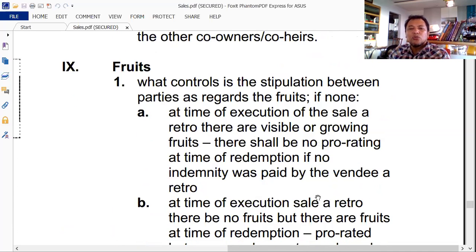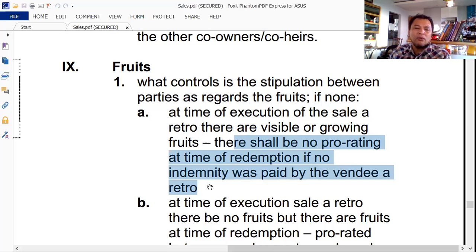So how about fruits? Number one, what controls is the stipulation between the parties as regards the fruits. If there is a stipulation or agreement, then that controls who owns the fruits. If there is no agreement, and at the time of execution of the sale a retro there are visible or growing fruits, then there shall be no prorating at the time of redemption if no indemnity was paid by the vendee a retro. So meaning the fruits will inure or accrue to the buyer a retro if he is not paid by the redeemer.